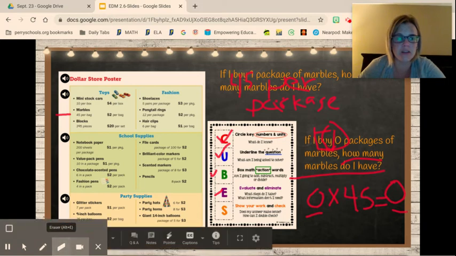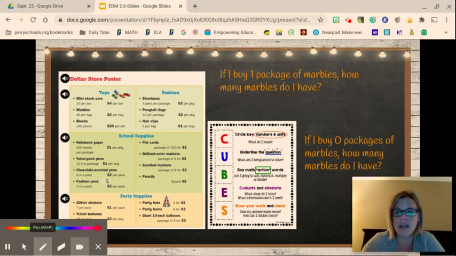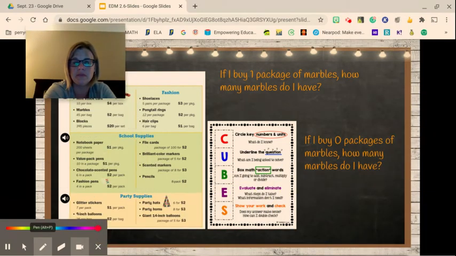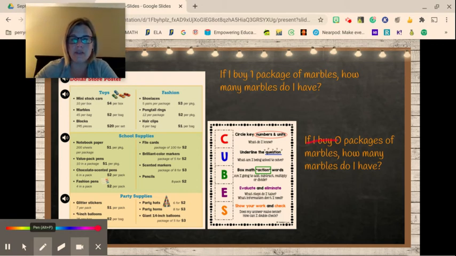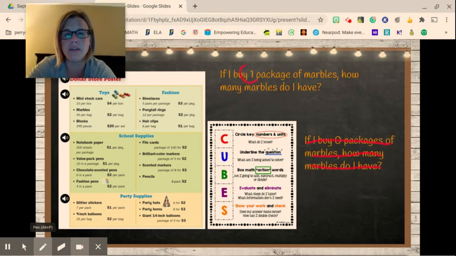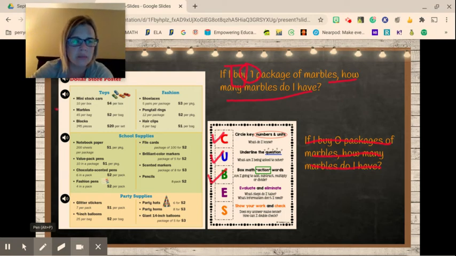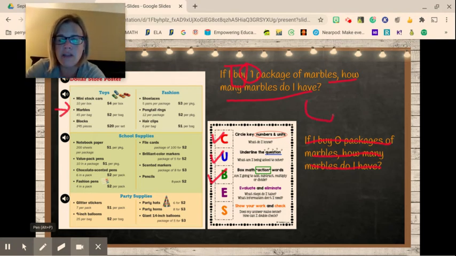Okay, let's look at the next one. If I buy 1 package of marbles, how many marbles do I have? So this question actually was what we just did. So this time I have 1 package. How many marbles do I have is still my question. My keywords, I'm buying 1 this time and evaluating it. So I know that I have 45 marbles in each package. So if I'm buying 1 package, there's 45 in here.